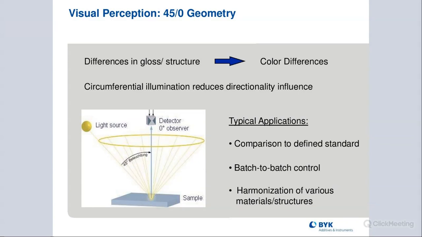Automotive interior, for example, if I'm comparing a leather grain to a stipple effect, 45-0 is going to see those how you see it. And so if it matches visually, it's going to say it matches visually. They're also very good for batch-to-batch control in manufacturing process of paints and plastics. And that's good because it picks up on gloss differences at the same time as color differences. And it's also good for manufacturing purposes when I want to harmonize various materials and surfaces.